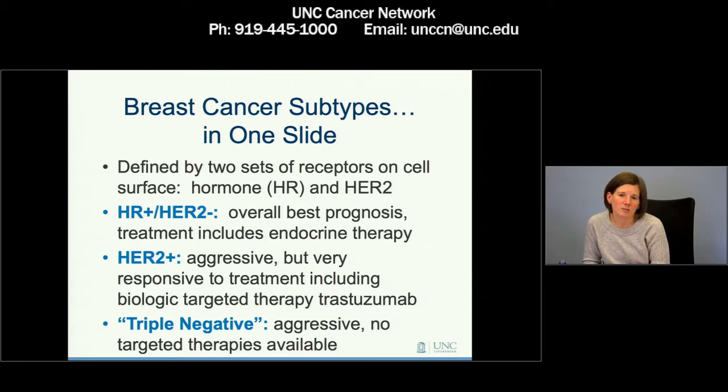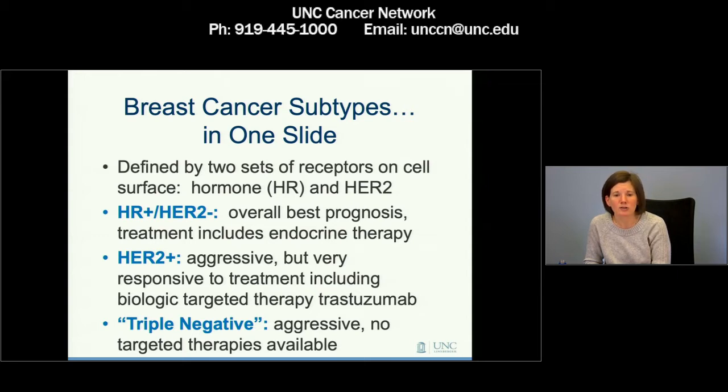Historically, we've done this by looking at two kinds of receptors on the cell surface of breast cancer cells: the hormone receptors, which are estrogen and progesterone, and the HER2 receptor. The most common kind of breast cancer is positive for one or both of the hormone receptors and negative for HER2. Overall, these tumors are the most common, but also have the best prognosis, which is one of the reasons that breast cancer overall is a very curable cancer. The treatment usually includes what we call endocrine or hormonal therapies, which are drugs taken by mouth that in one way or another interfere with estrogen signaling and improve the chances of long-term cure of the cancer.